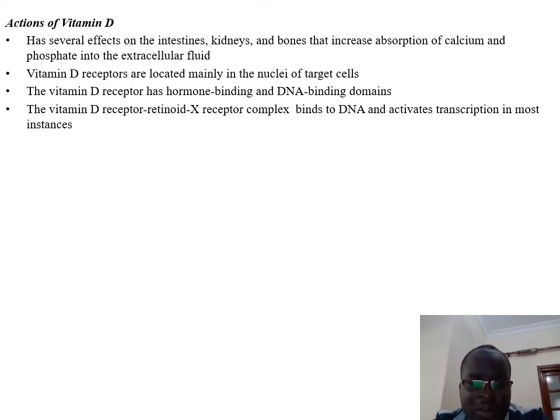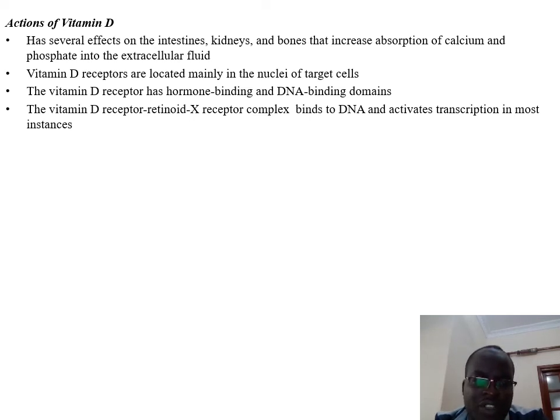Vitamin D receptors are located mainly in the nuclei of the target cells. They are found inside the nuclei of the target cells. That's why they will increase the enzymes that are involved in transportation of the ions when you're talking of absorption, and also the protein synthesis involved in translocation of the proteins. So you have calcium-binding protein that will be produced within the cells. In other words, it will have an effect on the transcription of the DNA. The vitamin D receptor has a hormone-binding and a DNA-binding domain. So it can bind to the hormone, and then it can bind to the DNA to facilitate transcription.